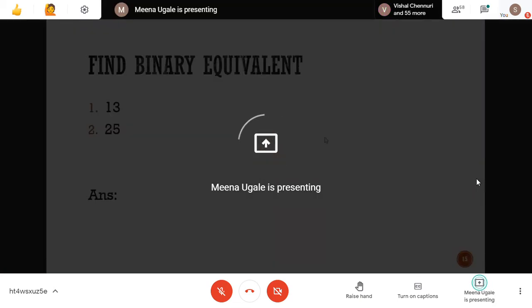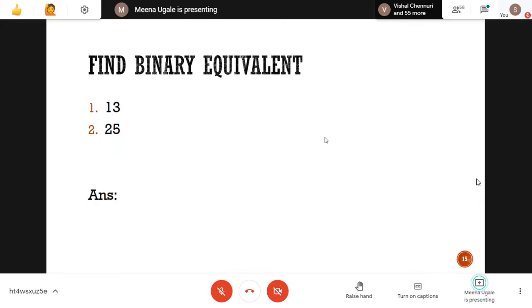Okay, I guess you are observing the screen of slide number 15. Two numbers are written, 13 and 25. Now you try to find the binary equivalent for these. Every time divide by 2, write down the quotient, and write down the remainder at one side. Divide the quotient again by 2 till you get the final quotient as 0. Start with 13 and 25 and then tell me the answer. You can type your answer in the chat box.